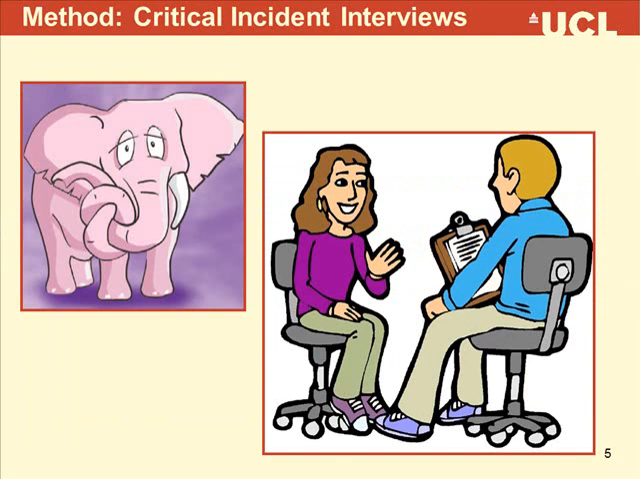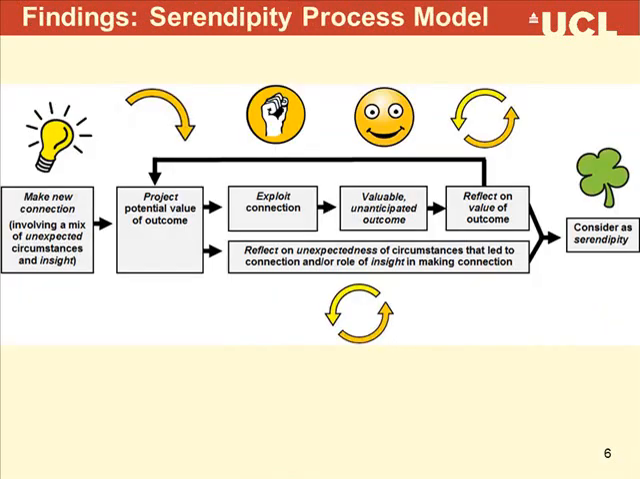To get this better understanding, we conducted semi-structured critical incident interviews with 28 academic researchers from a variety of disciplines, and we asked them to discuss in detail memorable examples of coming across information serendipitously, either as part of their research or in everyday life. We found similarities in the examples provided by our interviewees, and we were able to come up with a broad description of the process of serendipity.